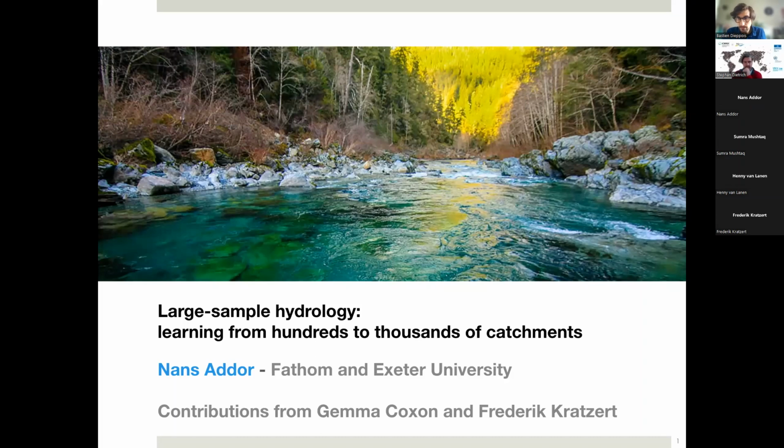Together with Gemma and Frederic, I've contributed to some large data sets for hydrology. And today we thought that we could share our experience with you on creating these data sets. And while telling you a little bit about how they came together, we also would like to highlight what data sets are out there and can be used for large sample hydrology. And there are luckily more and more of them.